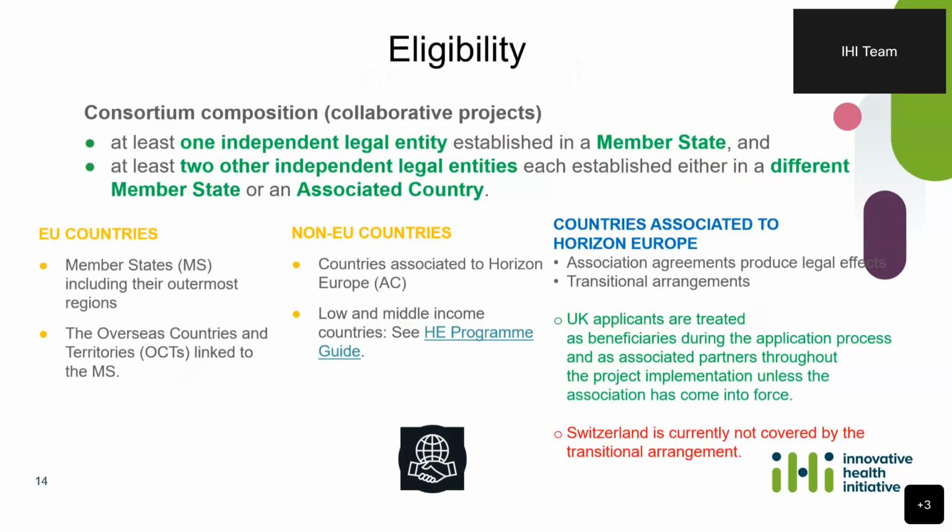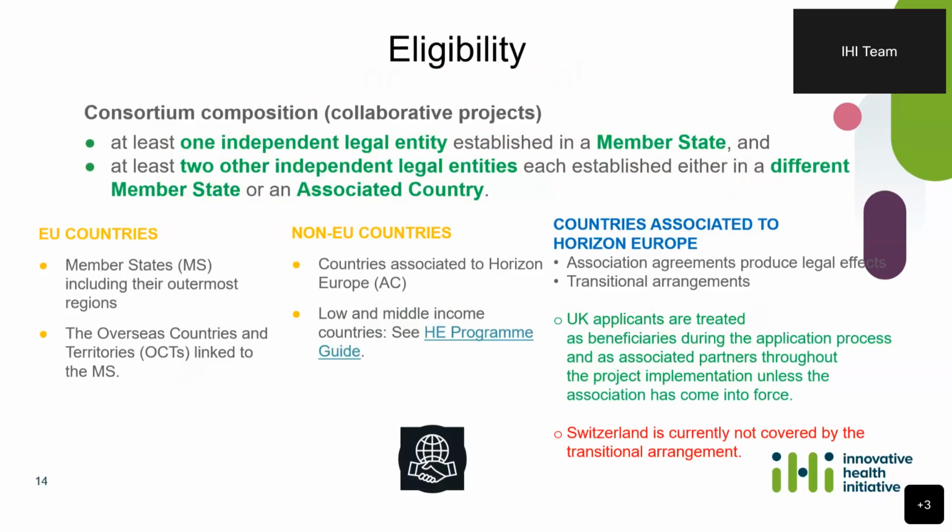And that document breaks down a list of every single associated country and every single LMIC, low and middle income country, identifies all of them, and it's easy to find the relevant country and which category they fall under. Then, as I said, the association agreement produces legal effects, which is fine. And then we have 2, let's call them special cases here in the bottom right.